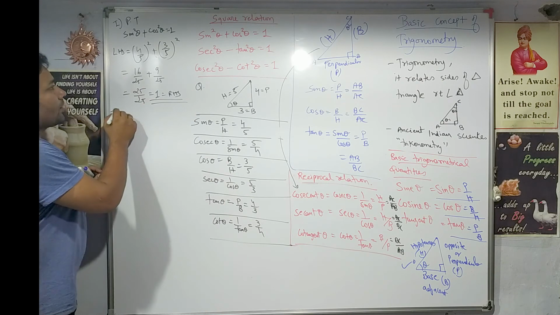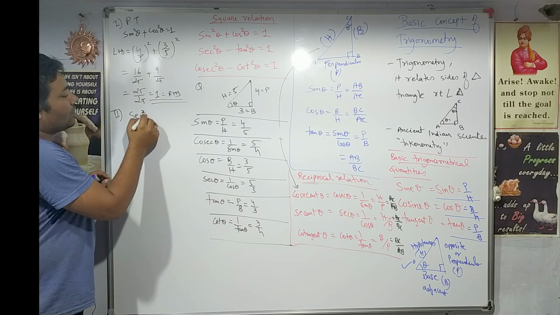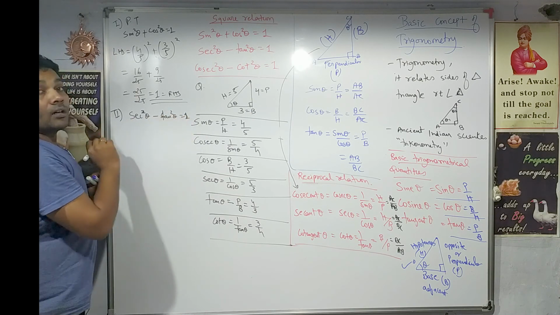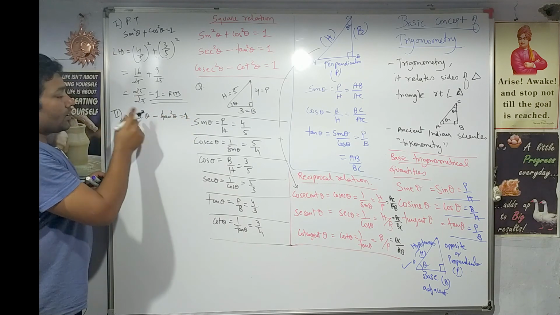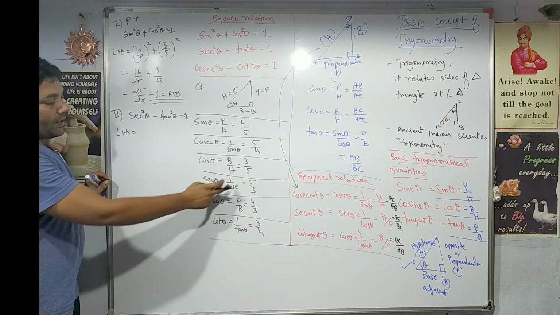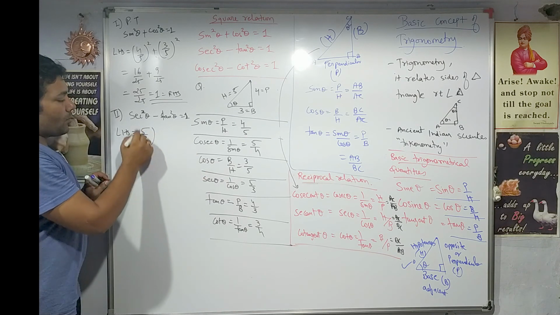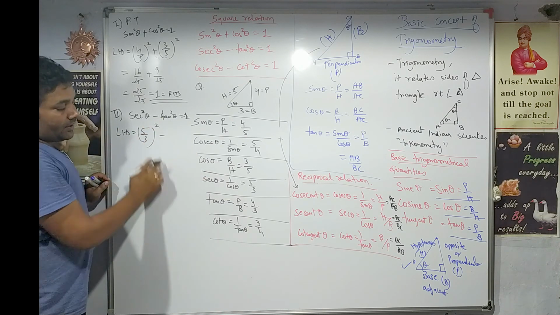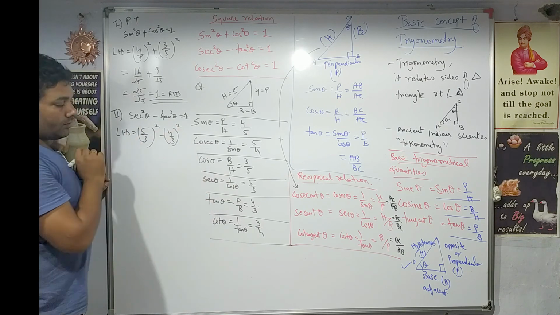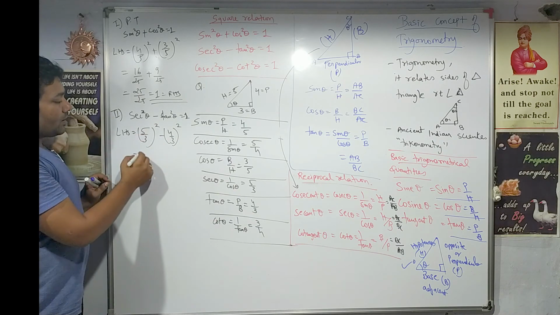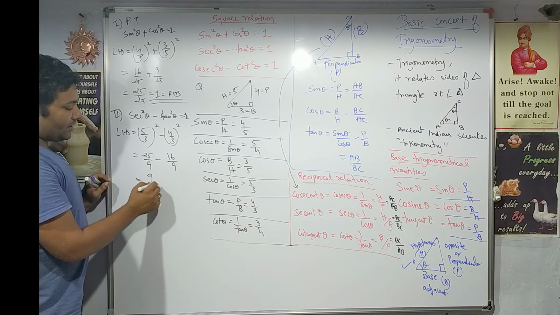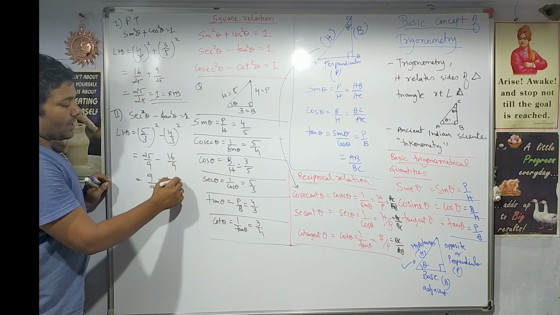Let us take the second relation. Sec square theta minus tan square theta is 1. Let us start again, right? Let us take the left hand side. What is the value of sec theta? Sec theta is 5 by 3 square, minus tan theta. The value of tan theta is 4 by 3 square, correct? So this is 25 by 9 minus 16 by 9, that is nothing but 9 upon 9, which is 1, equal to RHS.